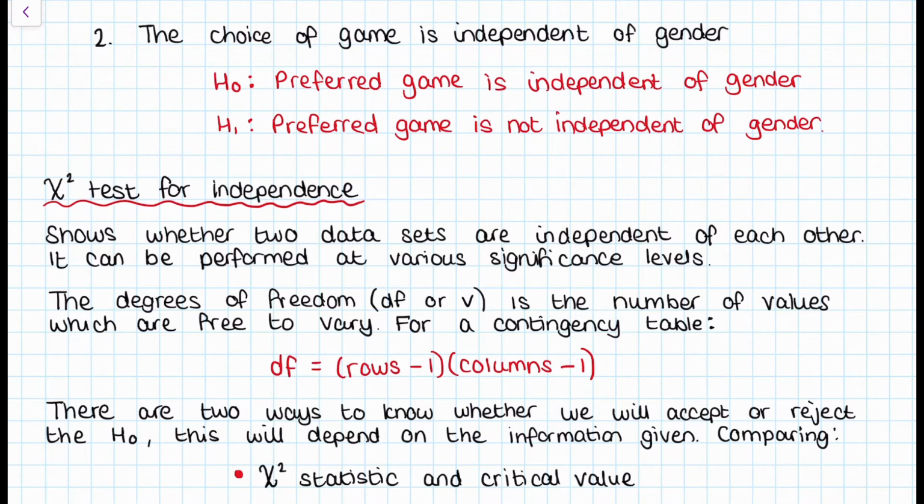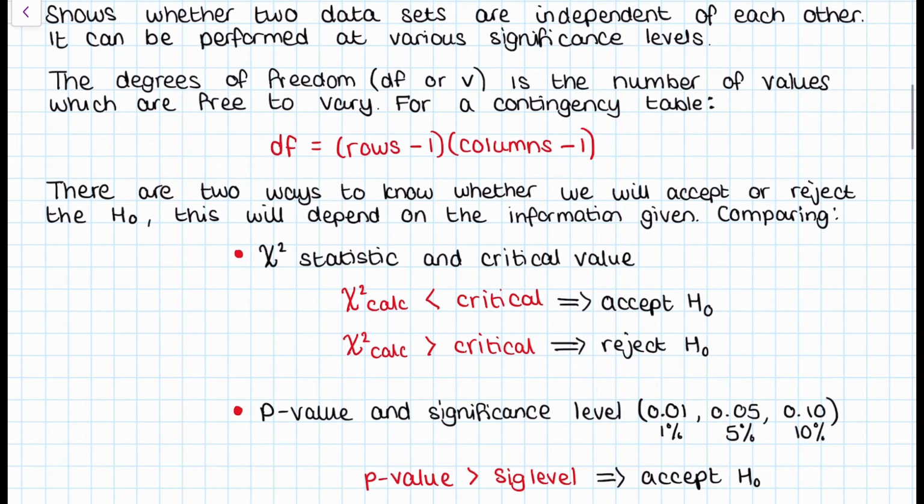There are two ways to know whether you will accept or reject the null hypothesis. This will depend on information given. So we can compare the chi-squared statistic with the critical value. If the chi-squared is less than the critical value, we accept the null hypothesis. If the chi-squared is greater than the critical value, then we reject the null hypothesis.